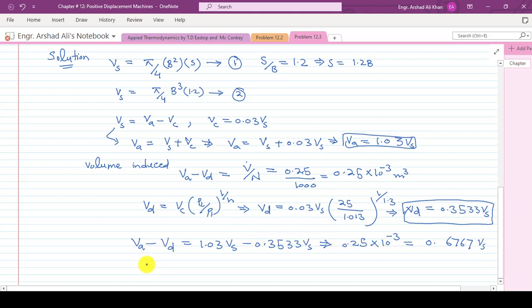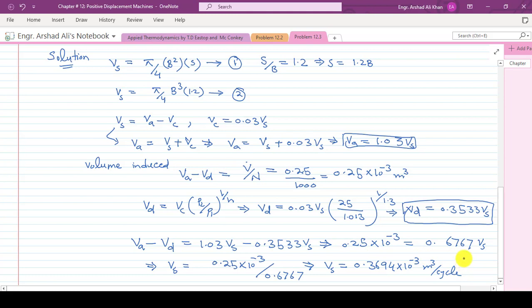So to find the value of Vs, we will divide 0.25 into 10 raised to power minus 3 divided by 0.6767. So from this we get the value of Vs, that is 0.3694 into 10 raised to power minus 3 cubic meter per cycle.